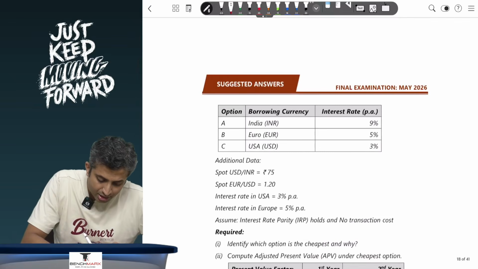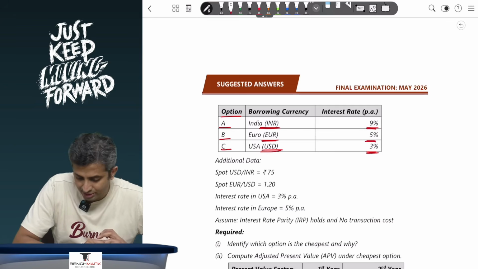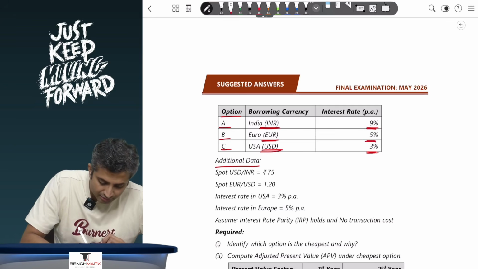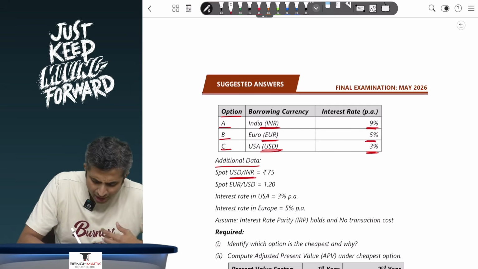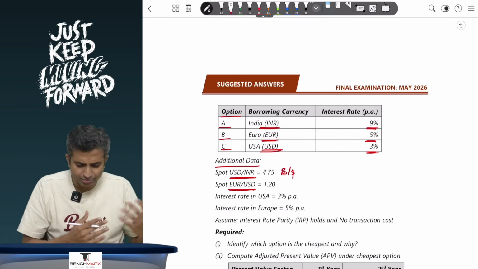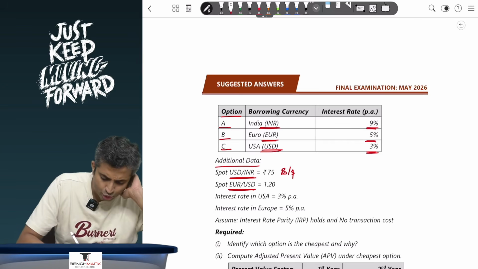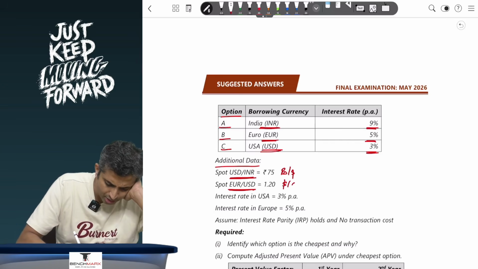50% debt. But that debt, there are three options. You can borrow in India, in INR, in Euro, or in USD, and the rates are different at each of these places. Now, the additional data which is available is spot USD INR. Well, this is like the SWIFT code, and USD INR over here is actually rupees per dollar. I mean, USD INR is not dollar per rupees over here. 75 is rupees per dollar, and Euro USD then will be dollar per euro.